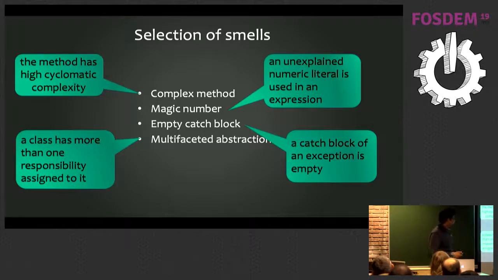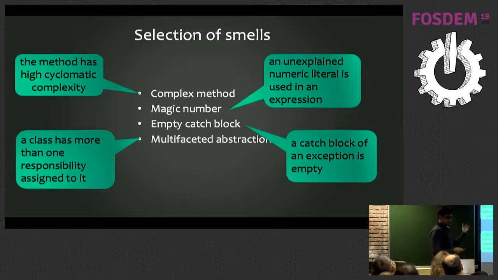And then multifaceted abstraction is a kind of difficult to detect smell and that's why we chose it, because it is very different from the rest of the 3, and because it has a semantic meaning. You can't detect a multifaceted abstraction just by looking at the code. You need to understand what it does, because what it means is the cohesion of the class is low.